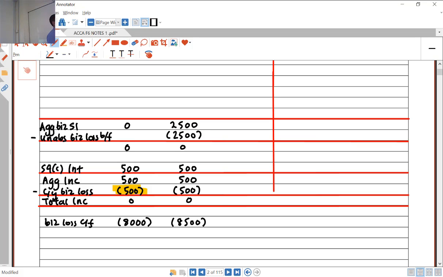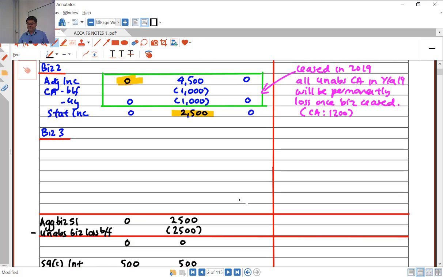Again, how do you get 8,5? Now, this 8,000, how much utilized? 2,500, right? So you are left with 5,500. Current year loss, how much? 3,500, right? And then you utilize 500, so it's 3,000. So 5,005 plus 3,000, so it's 85. Okay? Now, moving on to 2019.